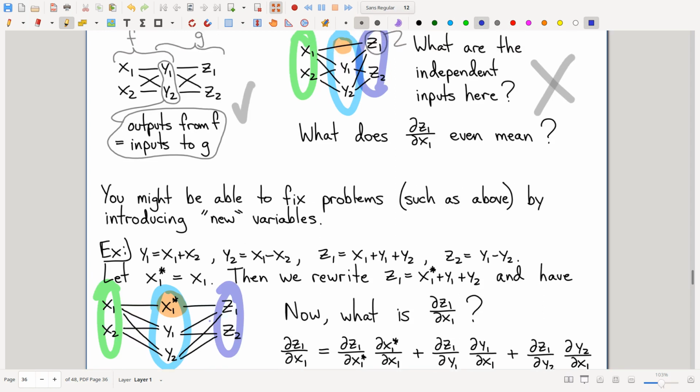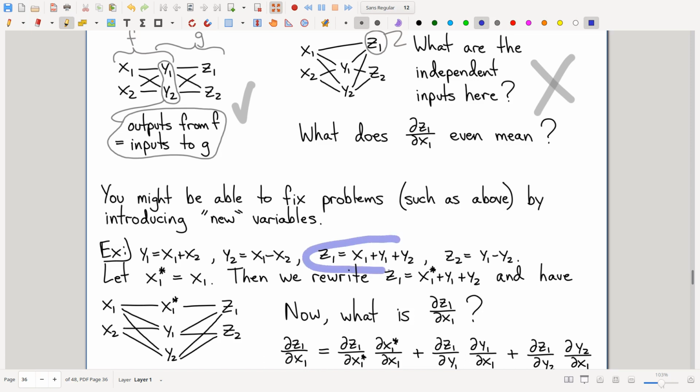This does look like a composition of two functions. There's the one that takes the green to the blue, and there's the one that takes the blue to the dark blue. Now, in order for this to be fair, keep in mind, let me clean all this up. I'm losing track of my colors. z1 is supposed to be a function of x1, y1, and y2. Now I've got z1 being a function of the new variable and y1 and y2. So what gives? I do need to make this legal.